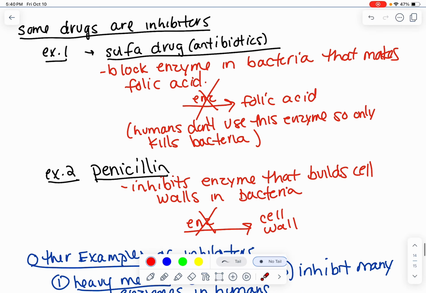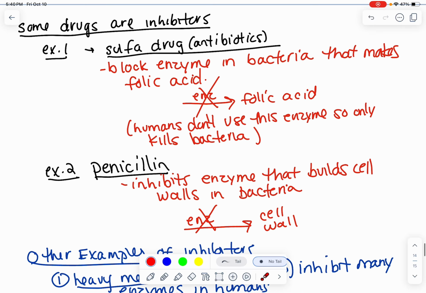A couple of other times where this would apply. Some drugs that we use are inhibitors. Inhibitors are bad, but we use them. A lot of antibiotics, these first two examples are antibiotics. A lot of the antibiotics that we've discovered and use are inhibitors that block a certain enzyme in bacteria. So we want to make sure we're blocking an enzyme that bacteria use so we can stop them from multiplying, but not one that we use, because that would backfire on us.